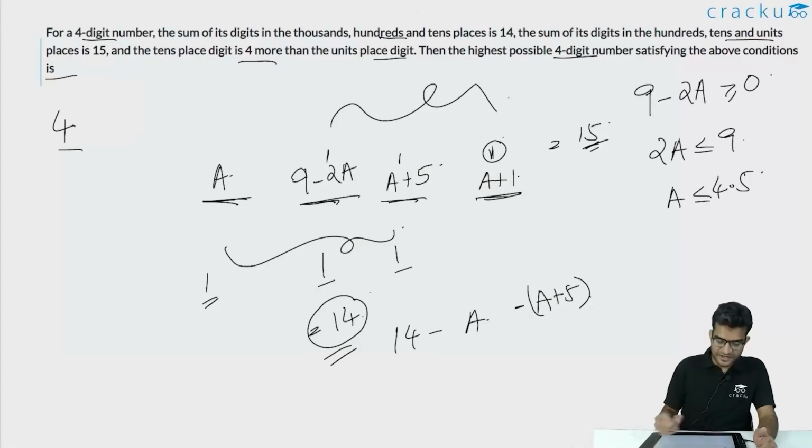So the thousands place will be 4, the hundreds place will be 9 minus 2 times 4, which is 1, the tens place will be A plus 5, that is 4 plus 5, which is 9, and the units place will be A plus 1, that is 4 plus 1, which is equal to 5. So the maximum possible such number is 4195.